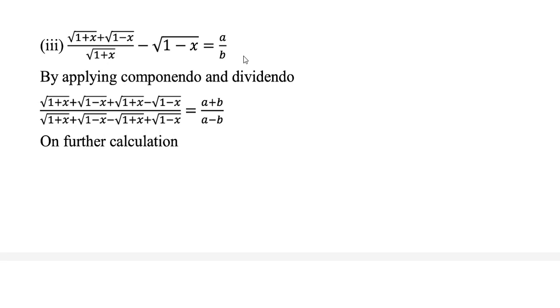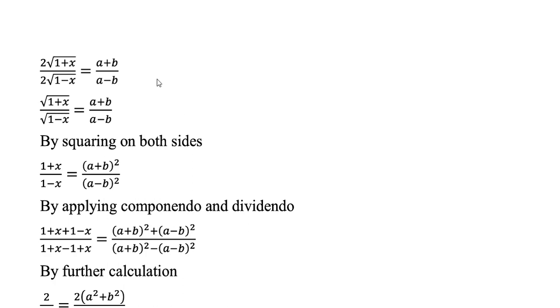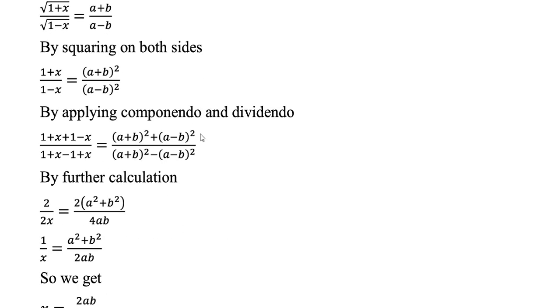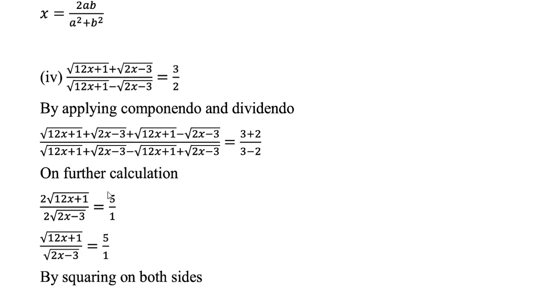This one is equal to a by b. Now apply the same procedure, componendo and dividendo. So it is equal to a plus b divided by a minus b. Again further calculation, 1 or 2 steps, again squaring both the sides, again applying componendo and dividendo, just 1 or 2 steps, you will get x is equal to 2ab divided by a square plus b square.